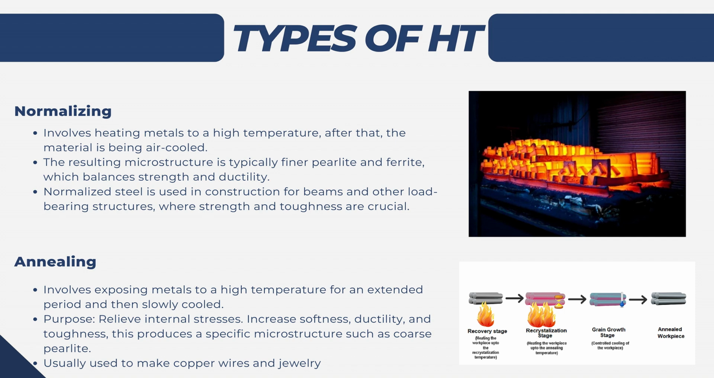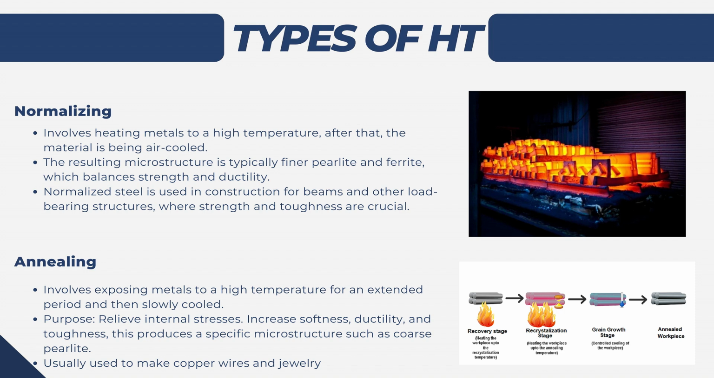So moving on to the normalizing process, normalizing involves heating metals to a high temperature, reaching the austenite form, and after that the material is air cooled, or basically cooled at room temperature. So the resulting microstructure of the normalizing process is typically a fine perlite and ferrite, which balances the strength and ductility of the metals. Normalizing is basically used in order to make beams for constructions where strength and toughness are crucial. Moving on to the annealing method.